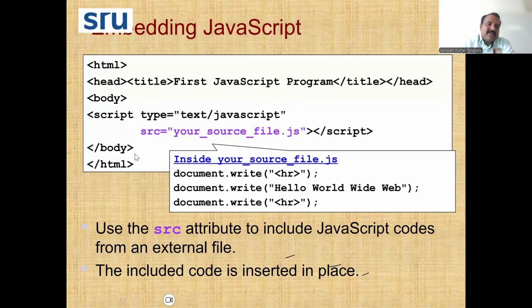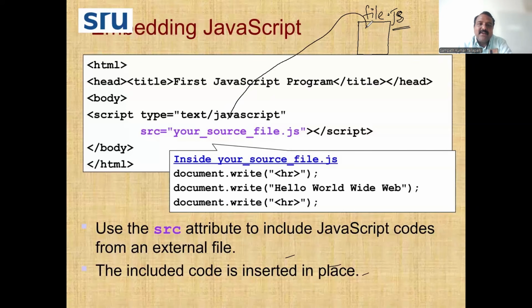So what I do, I'll create a separate file, and after creating a separate file, I name this program. In my example, I name this program as your source file.js, where JS stands for JavaScript. So source file.js is assumed. Now I'll give the address of this file here. It means that it is a separate file which contains only the scripting elements, and we are going to link that JavaScript file to your HTML document.